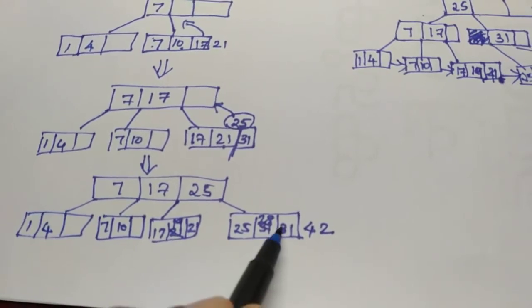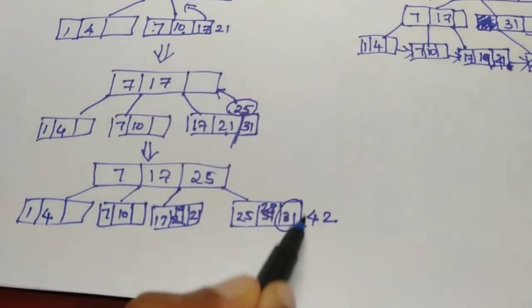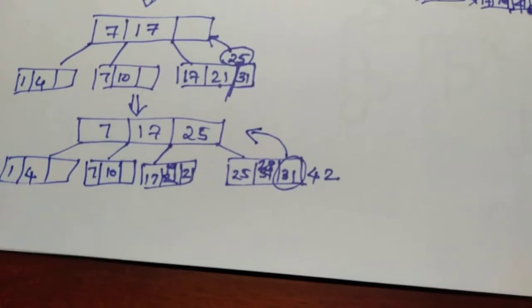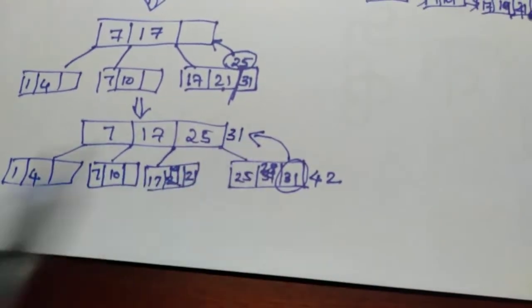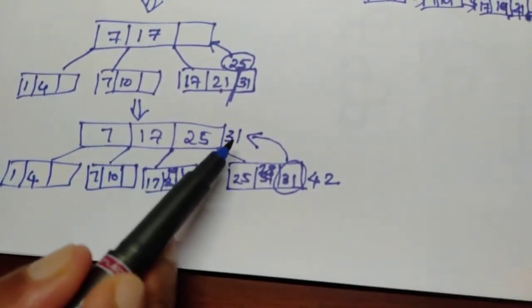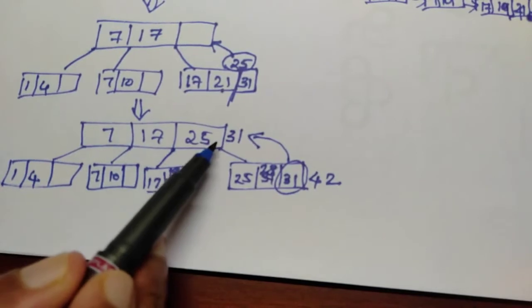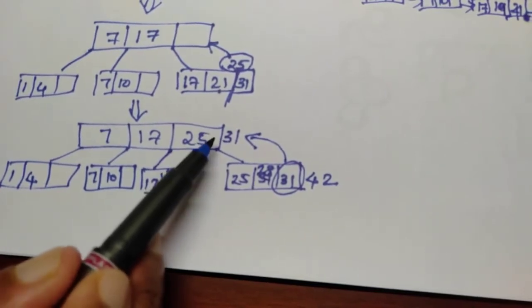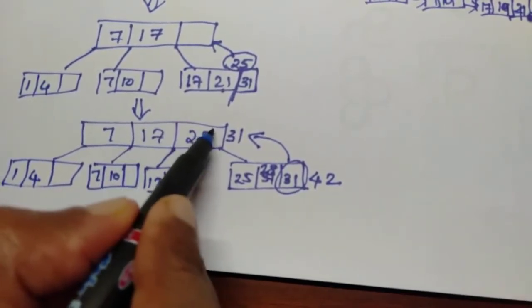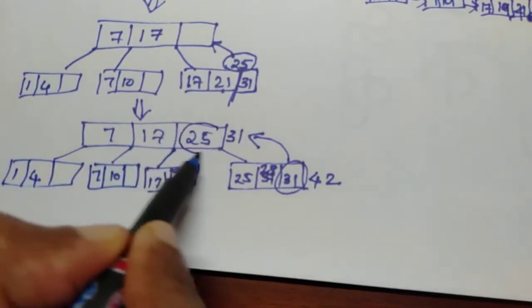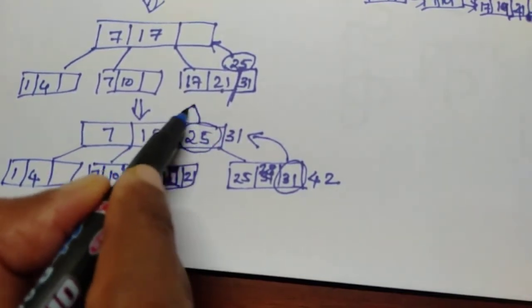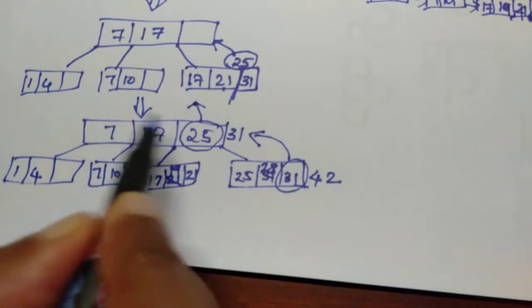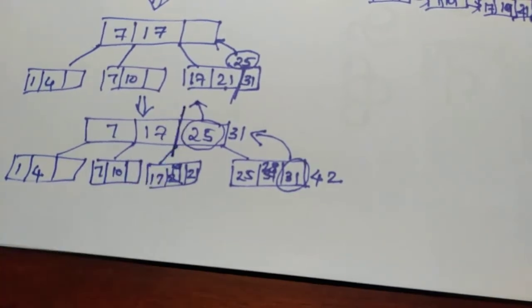So again I need to split. Now my problem is when I try to place this on top over here, I need to place 31 over here. When I try to place it over here, my problem is there is no place over here also. So now I have to create a new root node. So this element will go up into the root and there will be a split from this direction. So now it is going to be in this way.